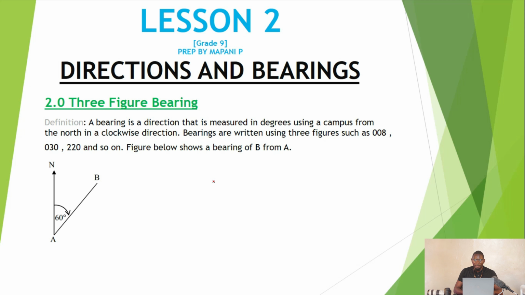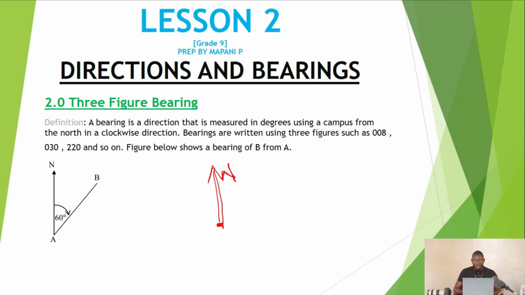So now, if you remember, we're looking at the compass bearing. There's what we called the north, the direction that was the north. So when we are looking at the three-figure bearing, we always refer from the north. That will be our point of reference. So every time you're measuring the direction, it has to start from the north. So I'm saying that the direction is just measured in degrees using the compass from the north in a clockwise way.